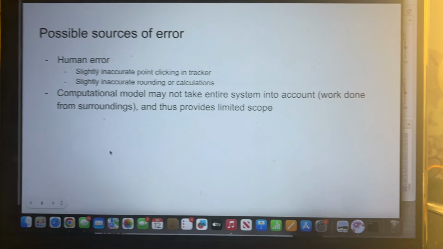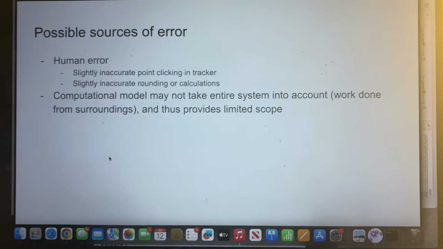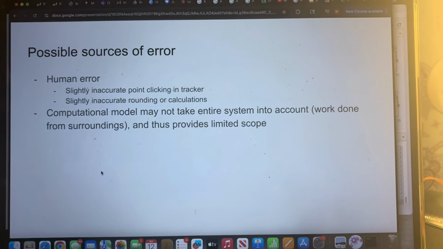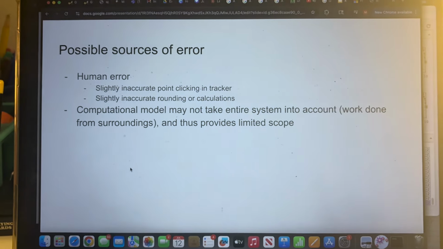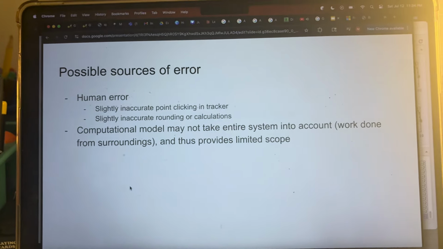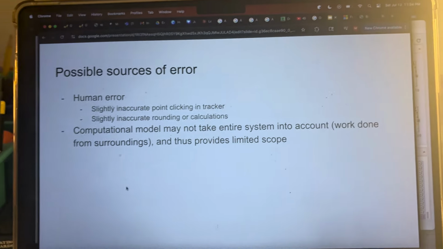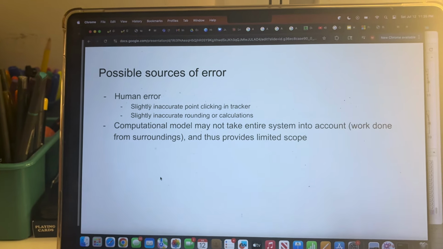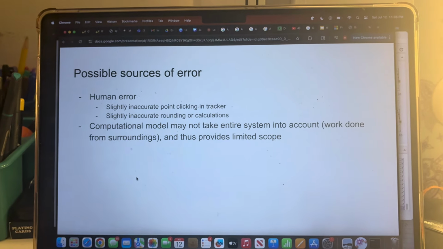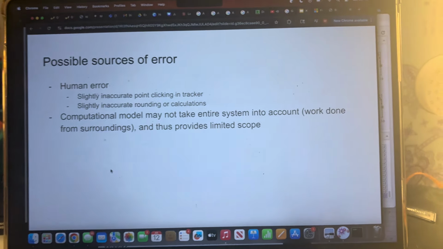So one possible source of error, and probably the main one, is just human error, whether that may have been bad calculations, bad rounding, or just me not doing the best possible job at the click pointing in Tracker. And then the computational model also just does not take the entire system into account, right? It really only takes into account the spring force and the force of gravity. So if there's any other work done within the environment, then that's not taken into account. And so there's thus a fairly limited scope and room for error with this.